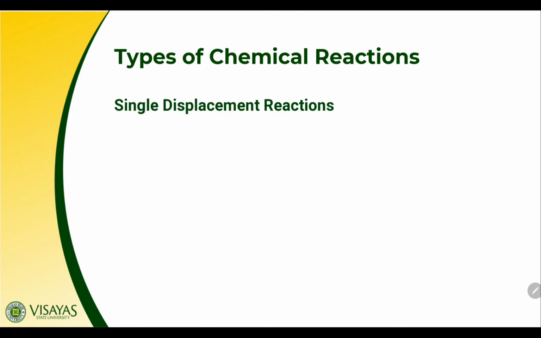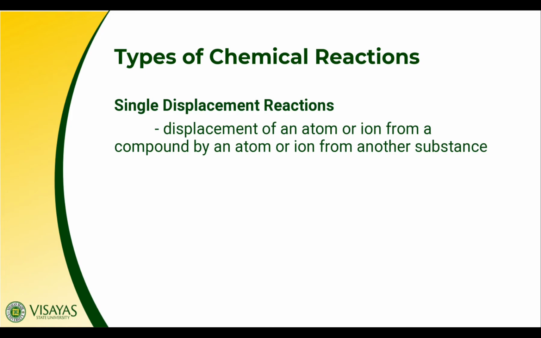Another type of chemical reaction is single displacement reaction. So here, there is displacement of an atom or ion from a compound by an atom or ion from another substance. In general, a single displacement reaction has this equation. We have our compound and we have a separate atom or ion. And the atom or ion in this compound is being replaced by this atom or ion.